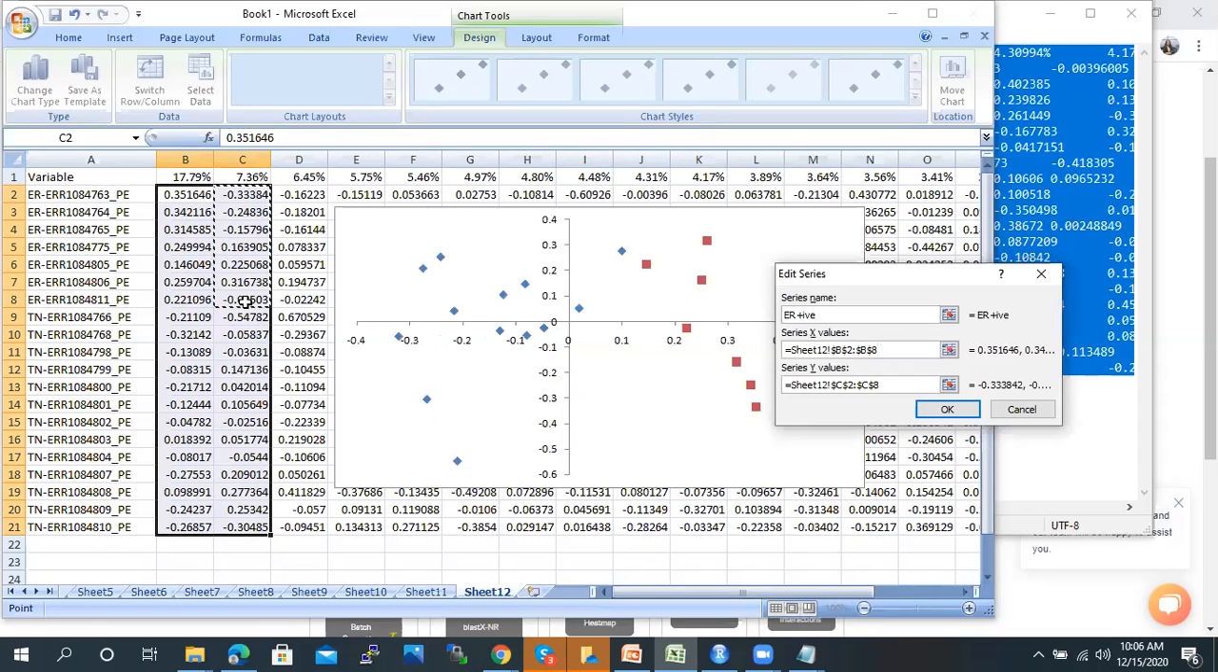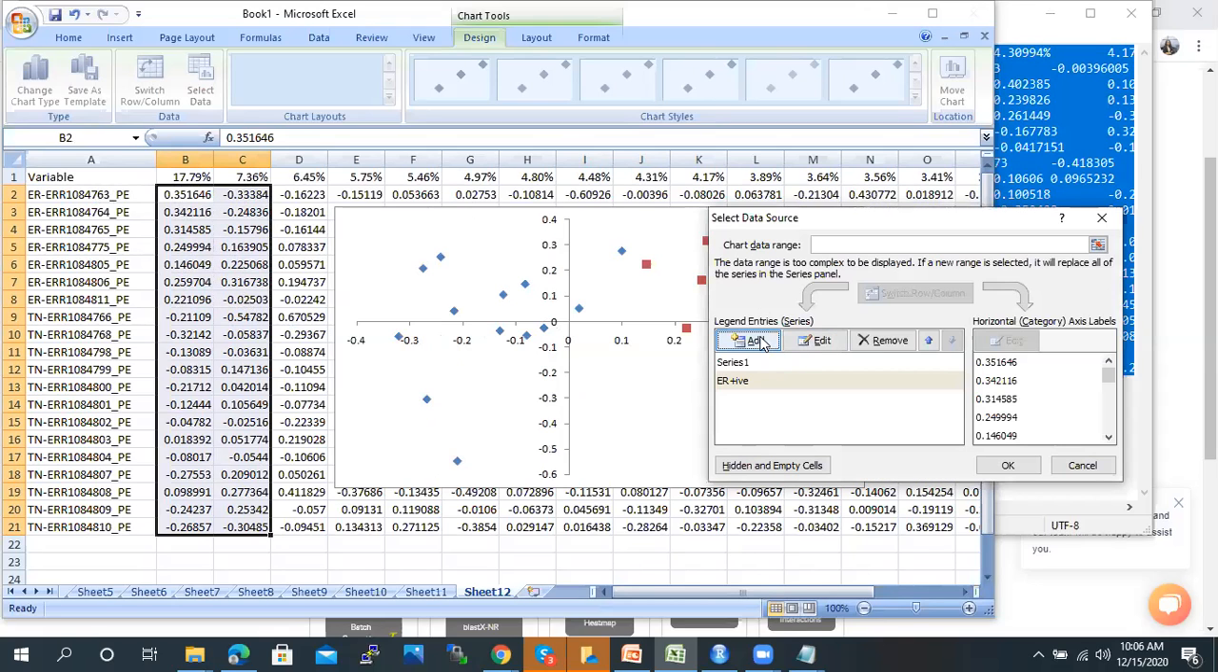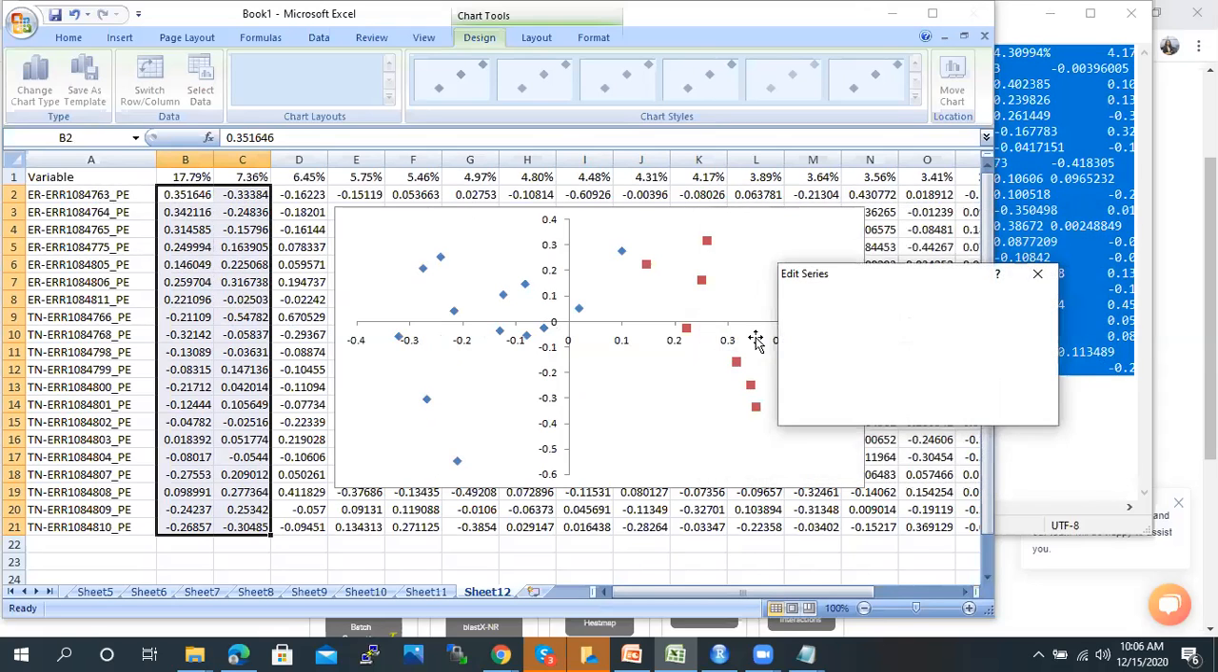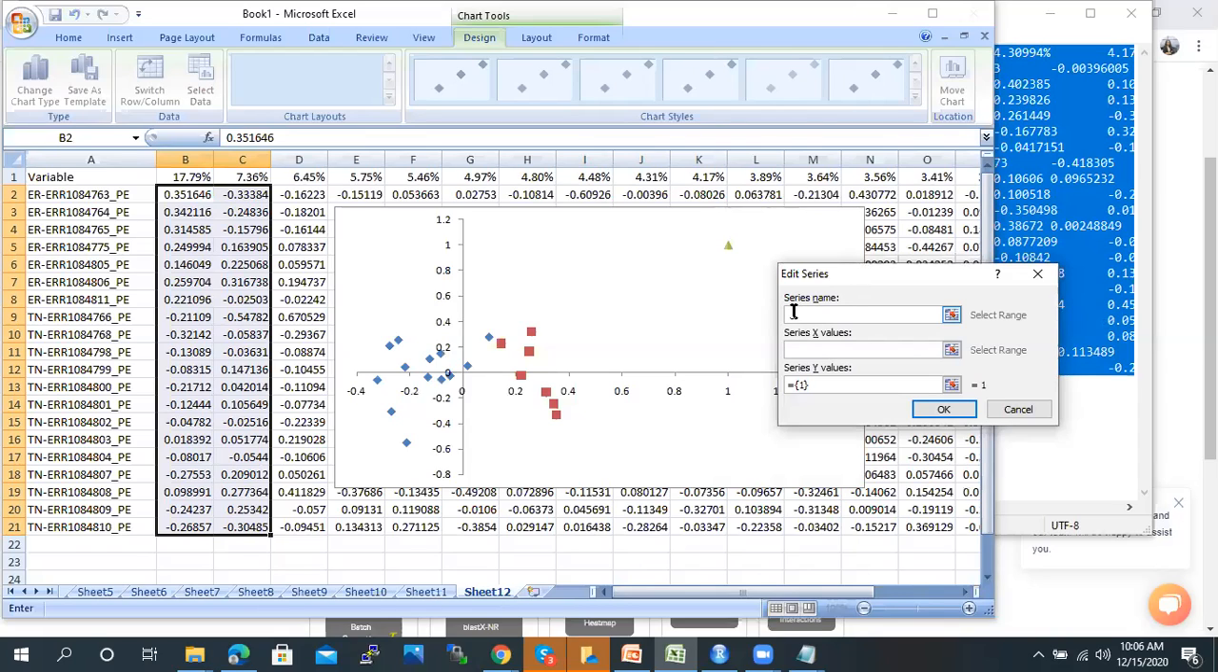So we are considering the second PC2 component. We are going to plot PC1 versus PC2 for the ER positive samples selected. Then do just OK. Then add a new series for the triple negative samples. That is TN negative. Then for the series x-axis, what does it represent?